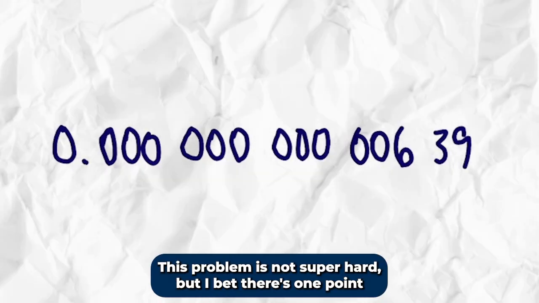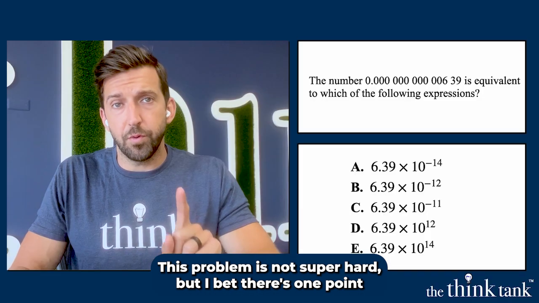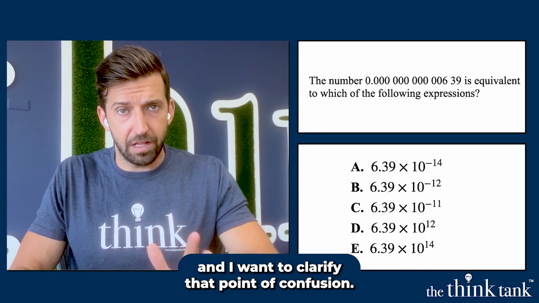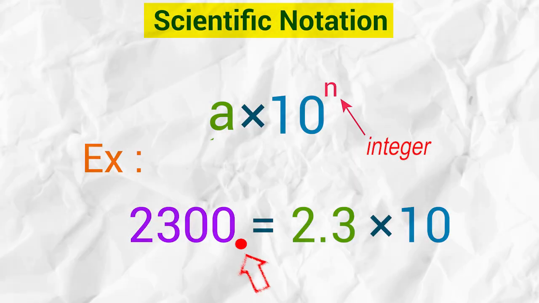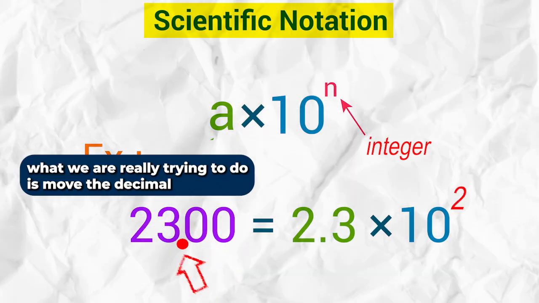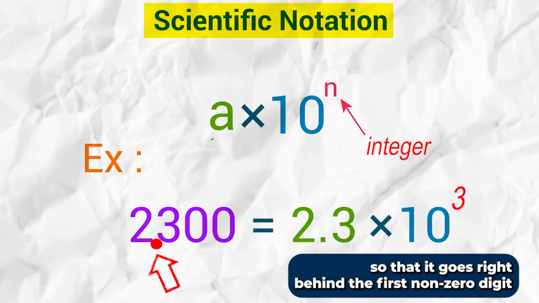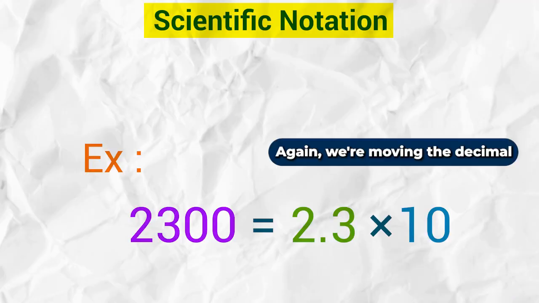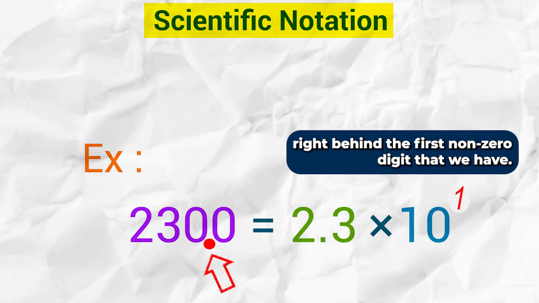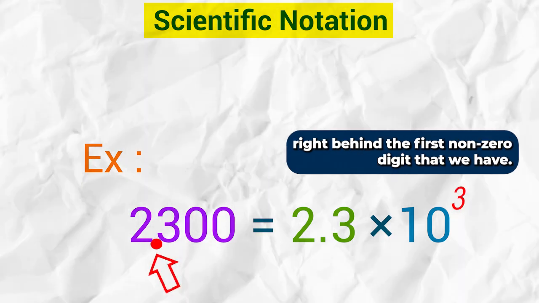This problem is not super hard, but I bet there's one point of confusion that many of you have, and I want to clarify that point of confusion. But for starters, when we're putting something in scientific notation, what we're really trying to do is move the decimal so that it goes right behind the first non-zero digit that we have.